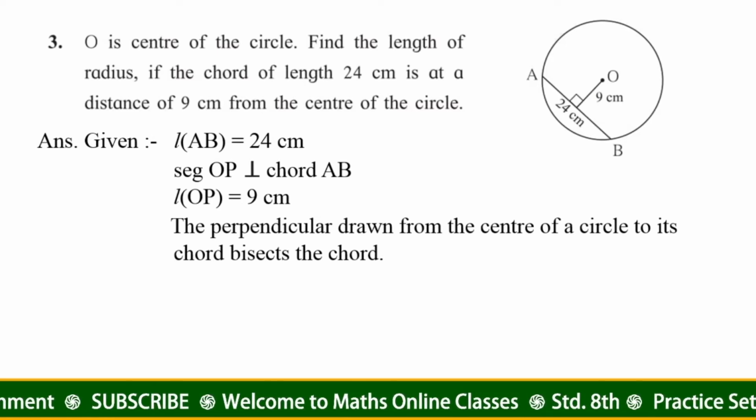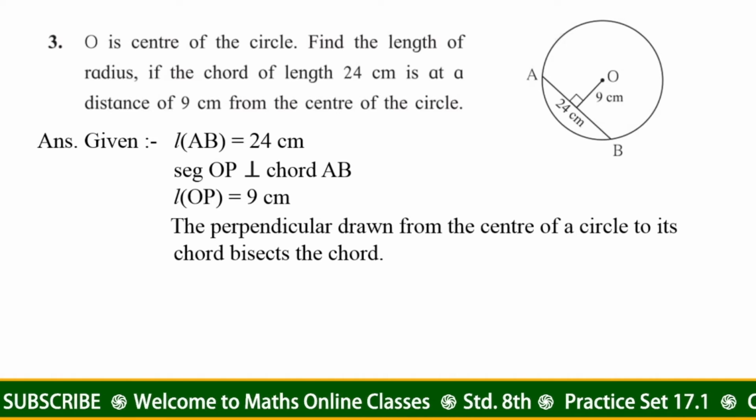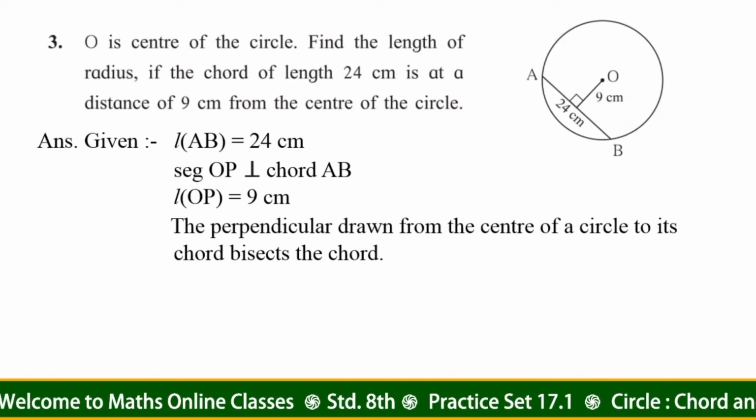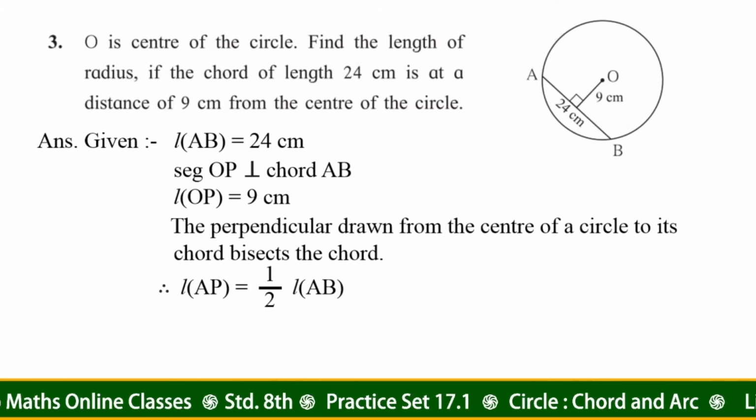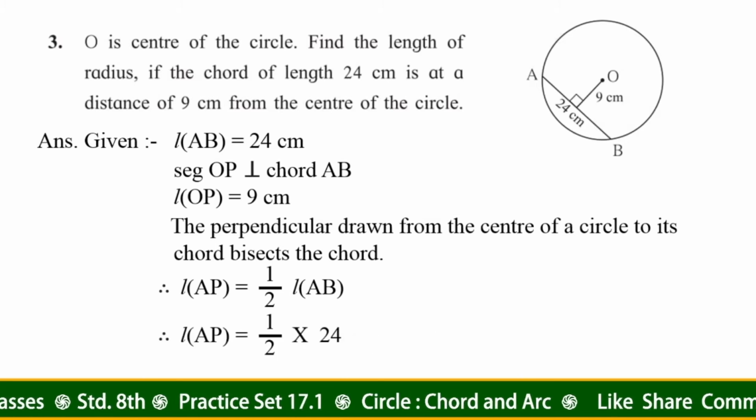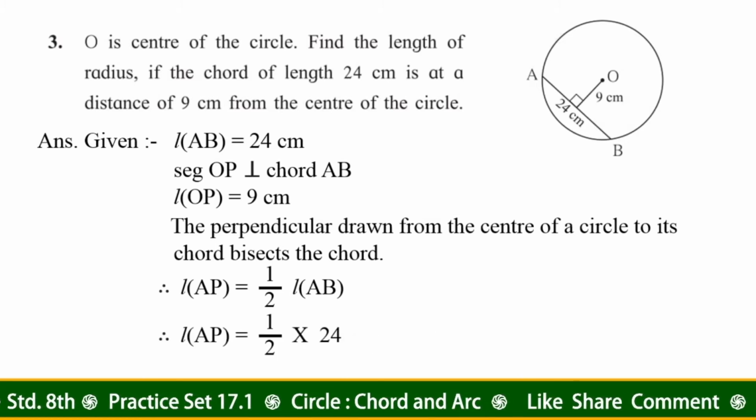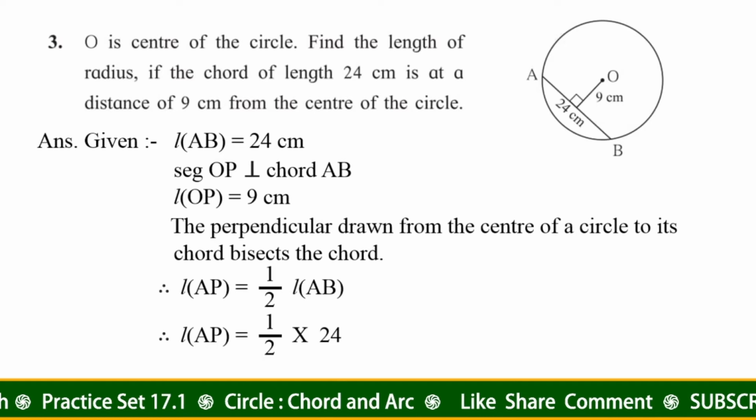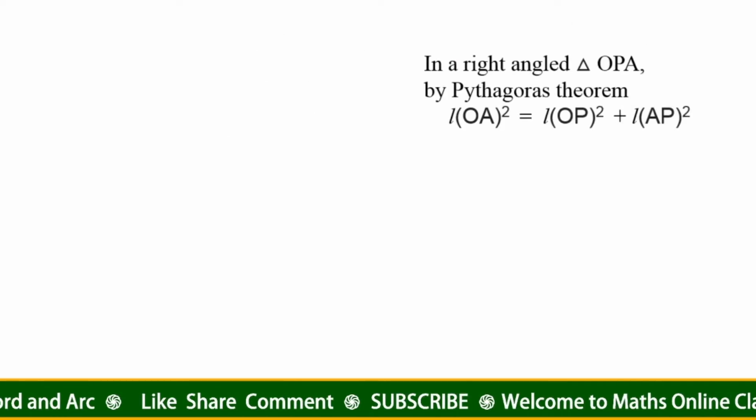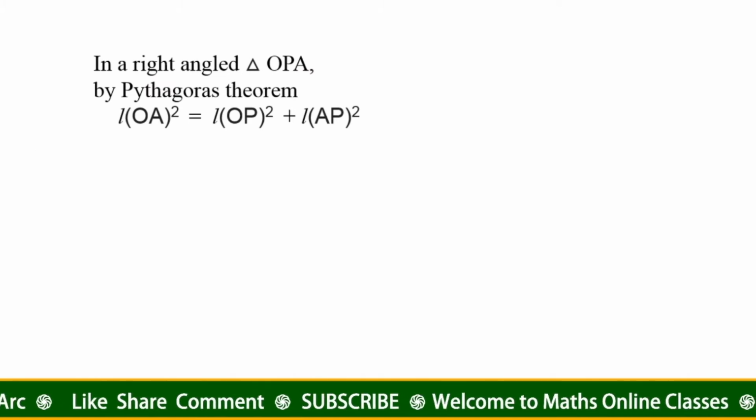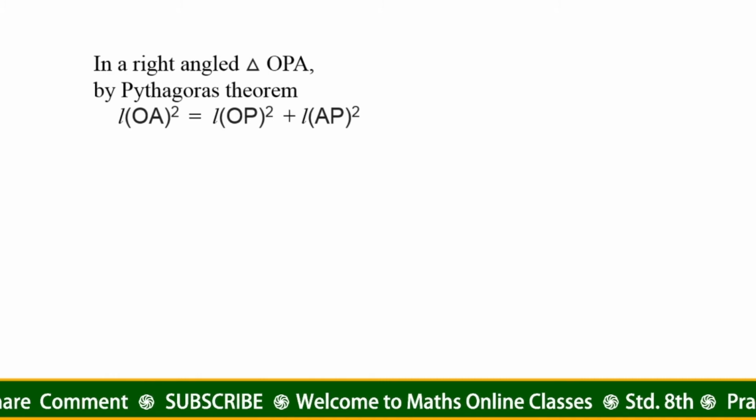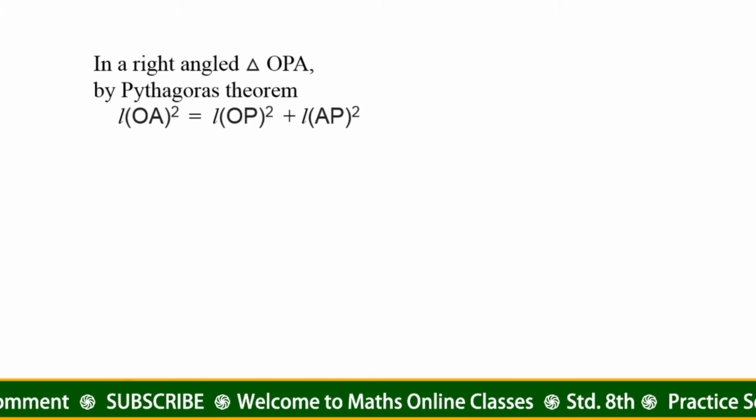By the property of a chord of a circle, the perpendicular drawn from the center of a circle to its chord bisects the chord. Therefore, length of AP is equal to half of the length of AB. Therefore, length of AP is equal to 1 by 2 multiplied by 24, and half of 24 is 12. Therefore, length of AP is equal to 12 cm. Now, in a right angle triangle OPA, by Pythagoras theorem, length of OA square is equal to length of OP square plus length of AP square.